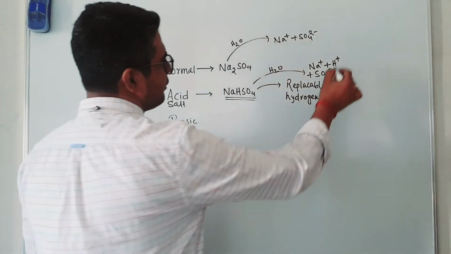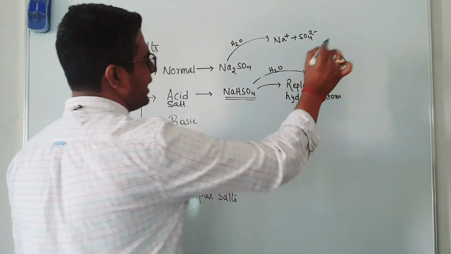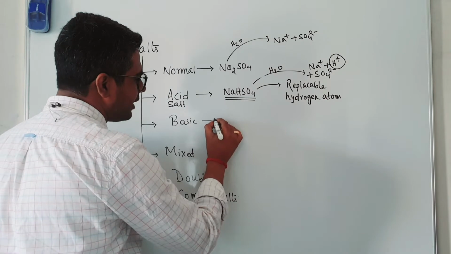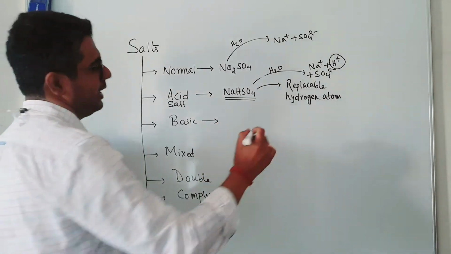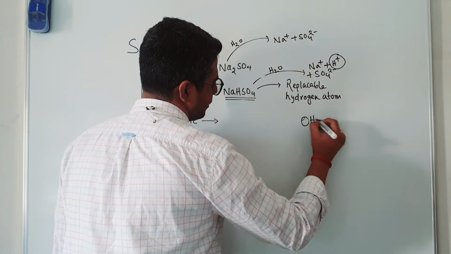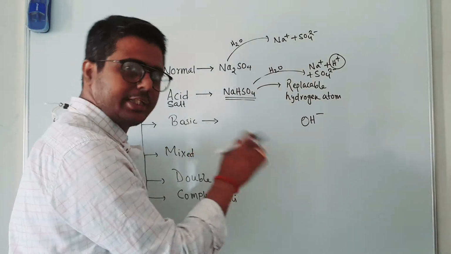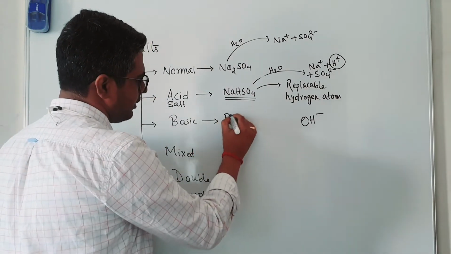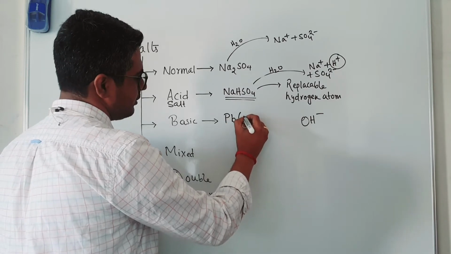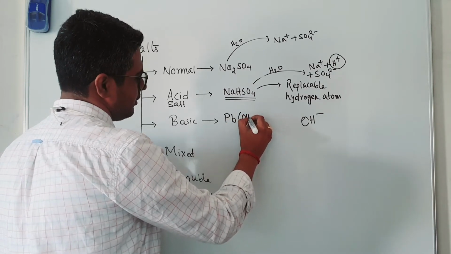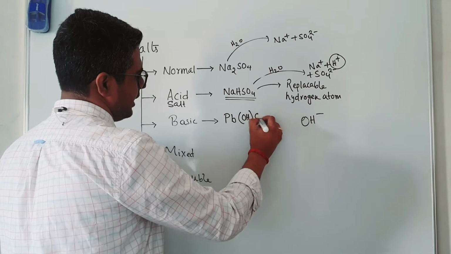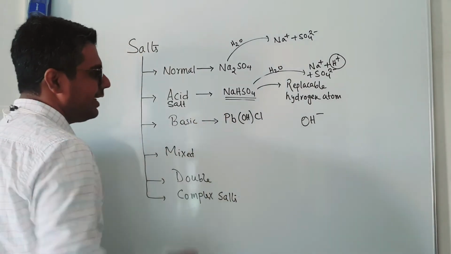We very well know that an acid salt will give you H+ ions. So what should a basic salt give me? It should give me OH- ions, right? OH- ions. So to give OH- ions, definitely this salt has to have OH in it. So Pb(OH)Cl. See, lead has a valency of 2 or 4.